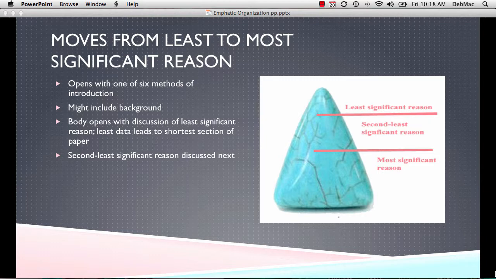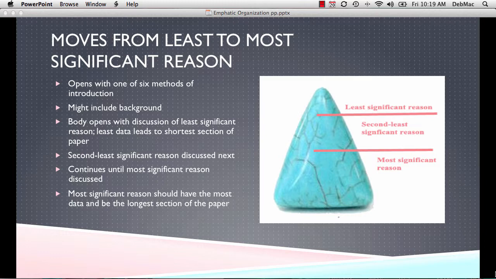Next, you will discuss the second least significant reason, and it might have slightly more data and could be longer than the discussion of the least significant reason. At the very least, it should not be shorter. It should be at least as long as the least significant reason or longer. And you'll continue this pattern until you get to the most significant reason. And the most significant reason, because it is the most significant, should have the most data, and it will be the longest section of the paper.